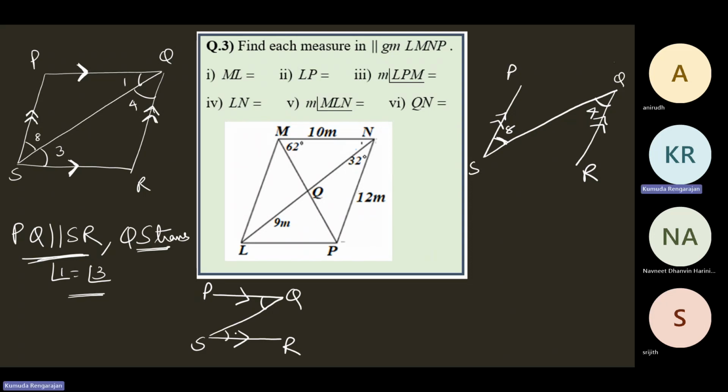These are the two angles formed. And in the figure, I've numbered this angle 1 and this angle 3. So angle 1 is equal to angle 3. Alternate interior angles are equal. Angle 4 is equal to angle 8. Alternate interior angles are equal. Simply two angles, alternate interior angles.